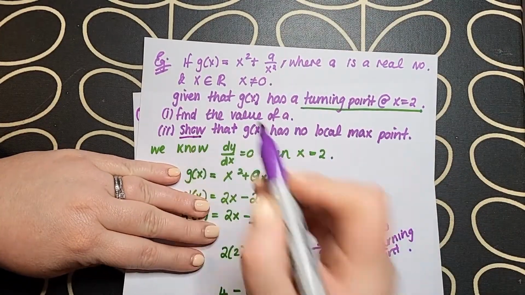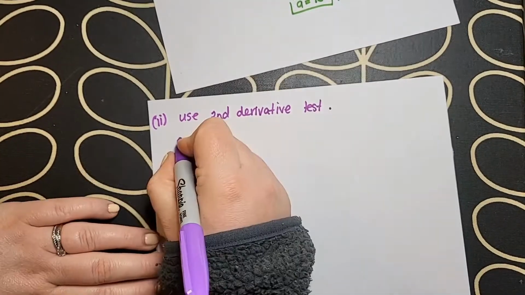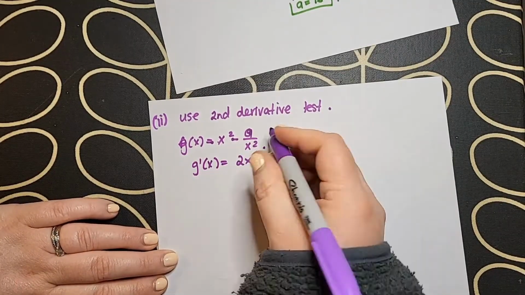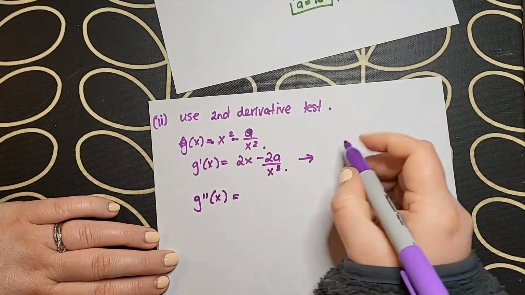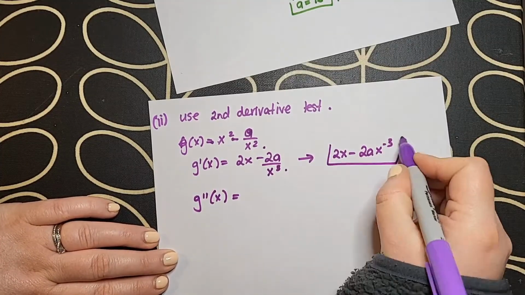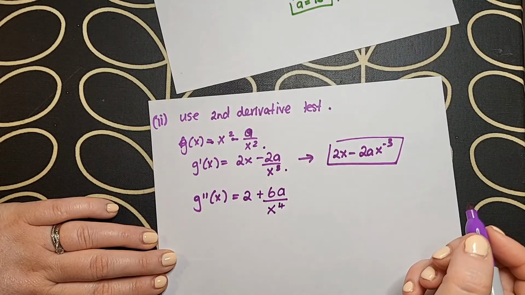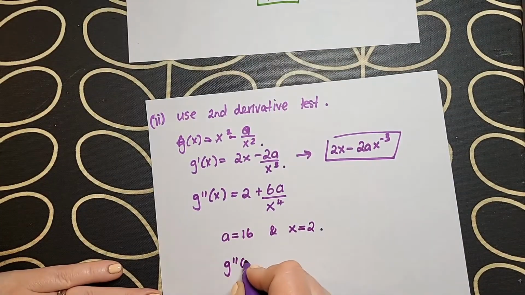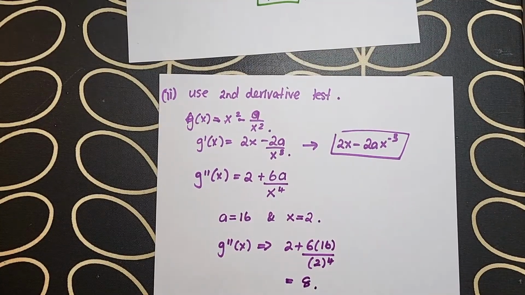Now that we've found a, we move on to part 2, and it says show that g(x) has no local max point. Well, again, we're going to use the second derivative test here. So we are going to get g(x). I'm showing the first derivative and then I'm going to work to get the second derivative. You can see here that I have an a and an x that I haven't filled in. So I take my a from part 1, which is 16, and I'm using x is equal to 2 because I know that's the location of the turning point. They're telling me it's at x equals 2. So I sub both of those in. I get a value of 8.